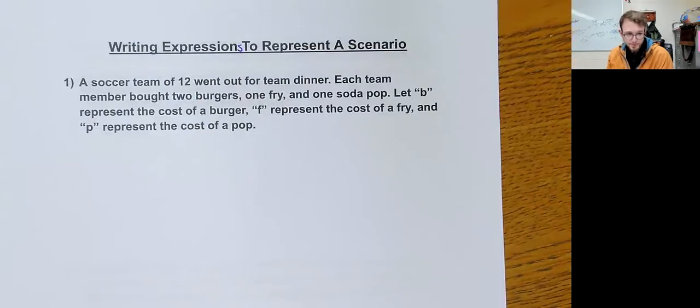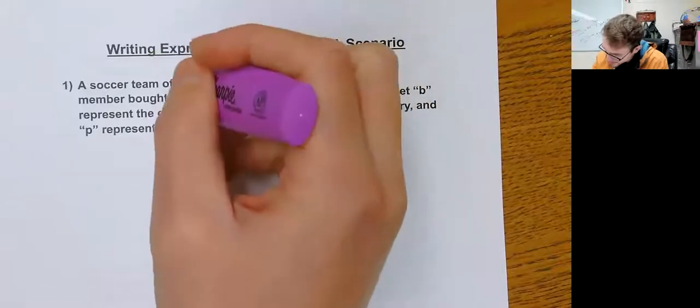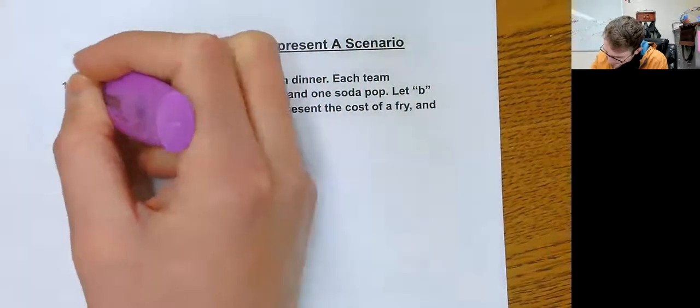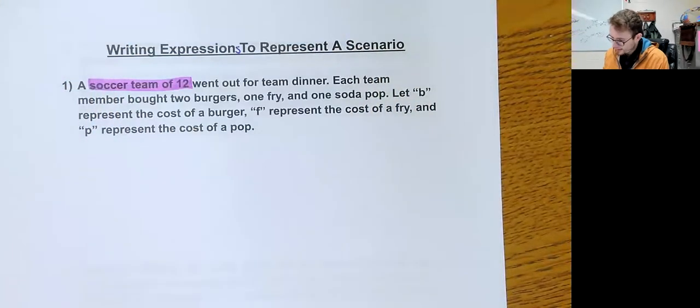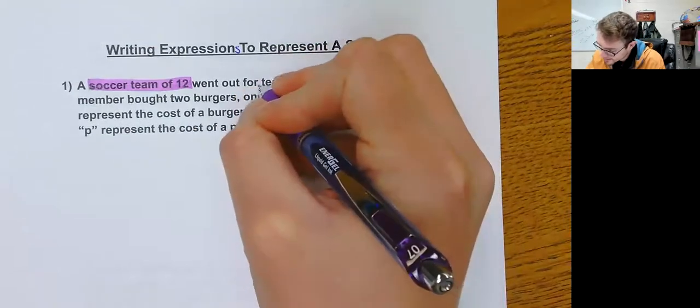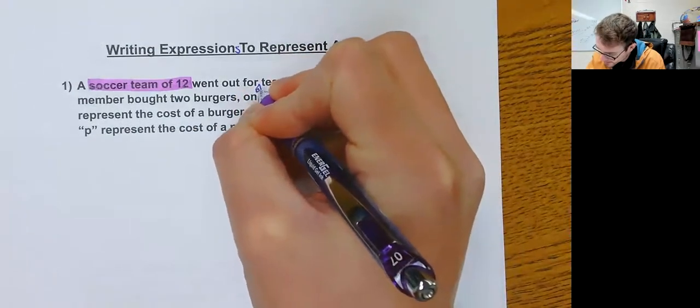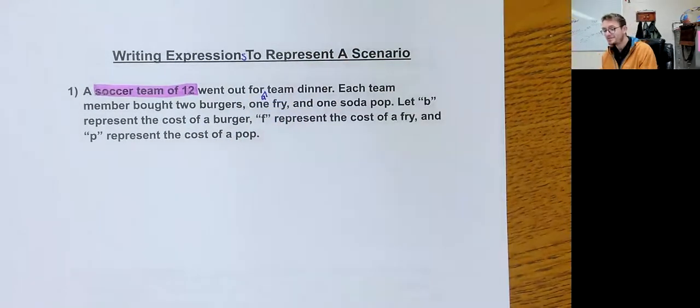All right. So this first scenario, we have a soccer team of 12, and I'm gonna highlight as I go. So we have a soccer team of 12, very important, soccer team of 12 went out for team dinner. Wow, let's just correct, good learning experience for everybody. Let's correct English as we go too. A soccer team of 12 went out for a team dinner.